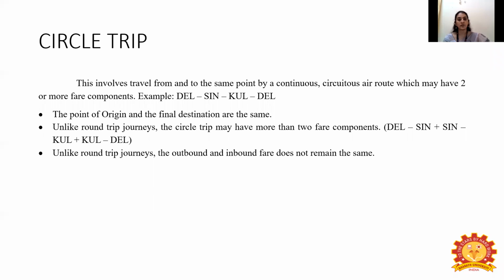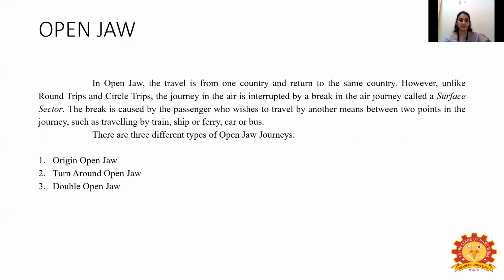So the difference between a round trip and a circle trip is that more than two fare components will be there. But otherwise, you start from an origin and again come back to the same place. So that is the similarity in a circle trip. Okay. And the next one is open jaw. What is open jaw? Open jaw is nothing but, when we open our jaw, what happens?